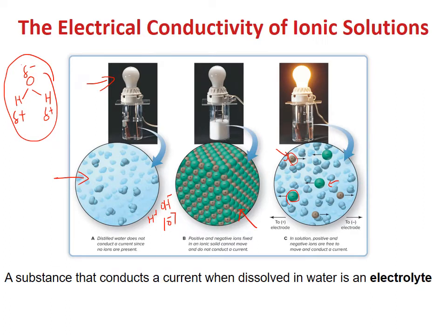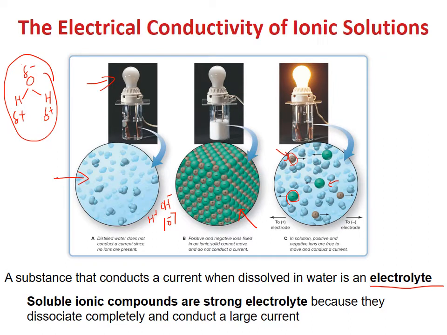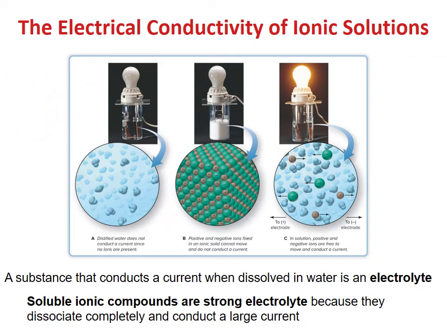A substance that conducts a current when dissolved in water is called an electrolyte. A soluble ionic compound is a strong electrolyte because it dissolves in water and dissociates completely, becoming negative charges and positive charges that conduct a large current. So what are the ionic compounds that are soluble?